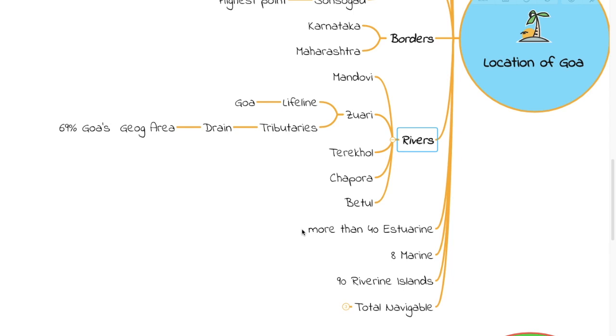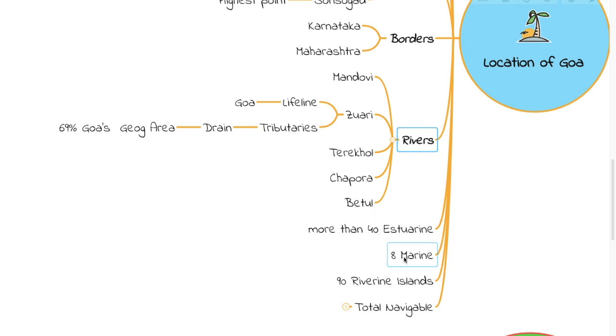So what are estuaries? An estuary is a partially enclosed coastal body of brackish water with one or more rivers or streams flowing into it. I repeat, an estuary is a partially enclosed coastal body of brackish water with one or more rivers flowing into it.